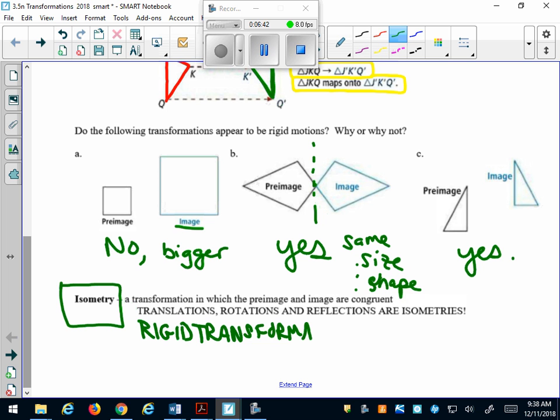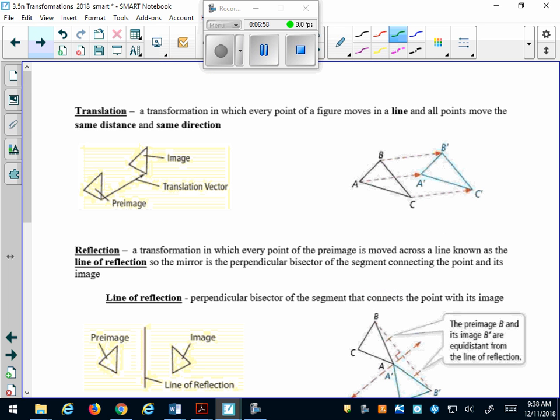There are 3 types of isometries or rigid transformations. They are translations, rotations, and reflections. We're going to explore these one at a time here.